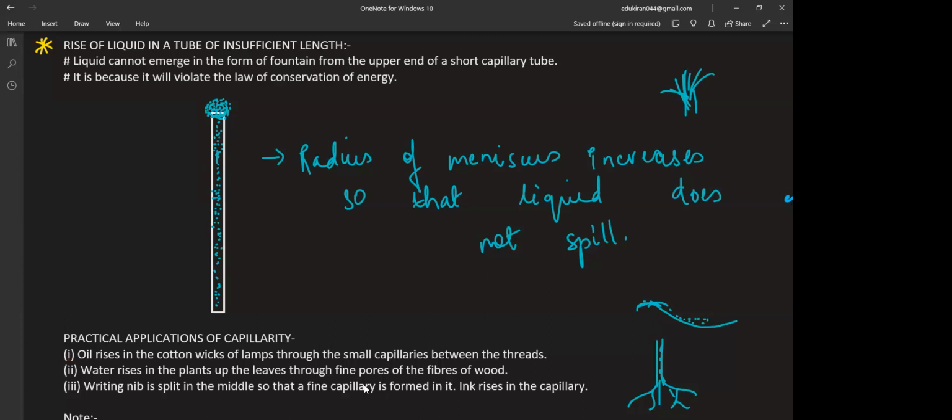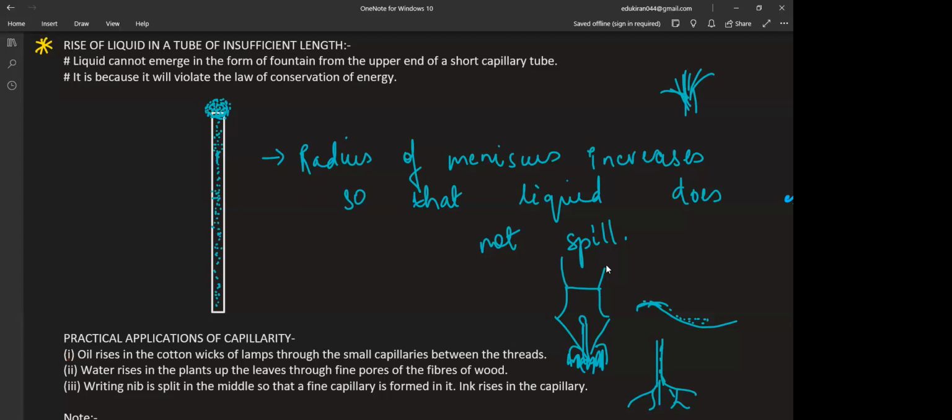The writing nib is split in the middle so that a fine capillary is formed in it, and ink rises in the capillary. Have you seen the tips of those fountain pens? There's a small slit if you see, so that capillary action can happen. A very small capillary tube can be created. So as soon as you dip it into the ink, it quickly absorbs all the ink.